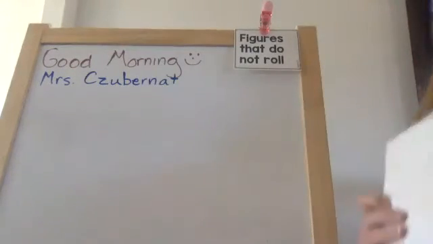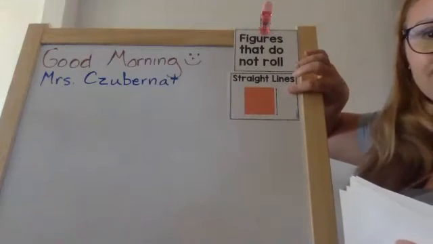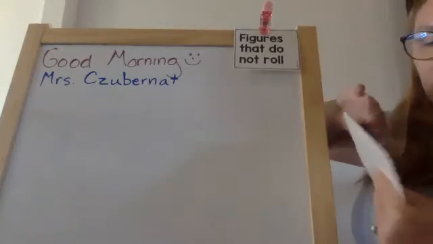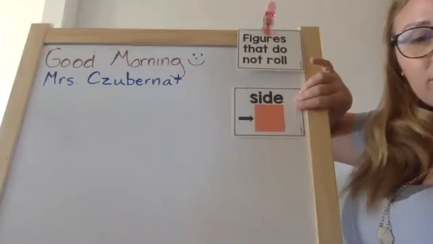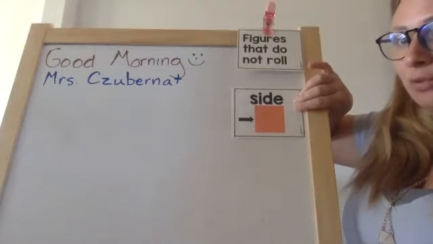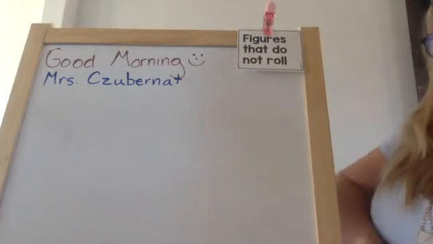Also, we know that there might be some straight lines. You can't really roll. They have a side to them. So some sides can roll. What sides? We're going to come back to that. Sides sometimes can roll.